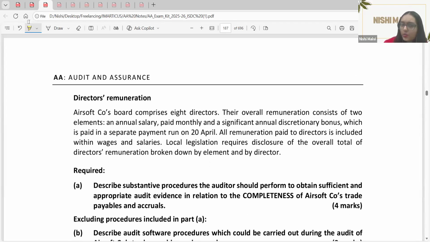Director's remuneration. Airsoft Company's board comprised of 8 directors. Their overall remuneration consists of two elements. One is annual salary that is paid monthly, and a significant annual discretionary bonus which is paid as a separate payment on 20th April. What do you think? What do you need to check? One is annual salary and one is bonus. What do you need to check? Think logically.